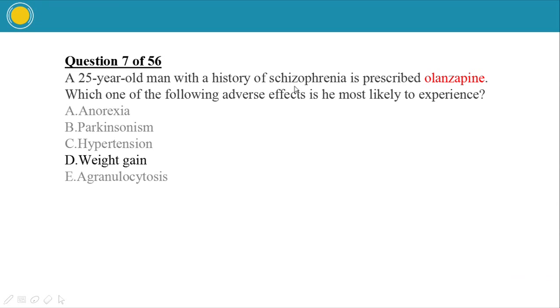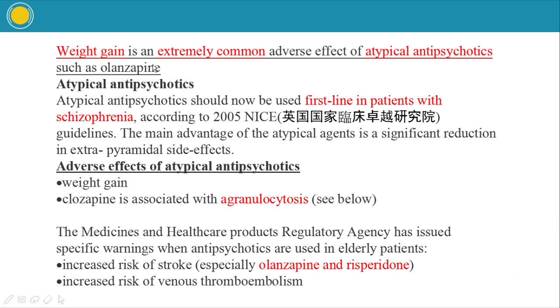这个是考看了个精神分裂药物的副作用的最常见的副作用。Olanzapine 最常见的副作用。我们来看一下。Okay, we have the answer for weight gain is the most common and extremely common side effect for atypical antipsychotics because olanzapine is an atypical antipsychotic. Olanzapine. Now, normally we use atypical antipsychotics as the first line drugs in patients with schizophrenia. According to the 2005 NICE guidelines, what is NICE? The National Institute of Clinical Excellence, 英国国家临床卓越研究院, NICE, 请注意这个机构，我们后面讲课的时候会再提到 NICE.